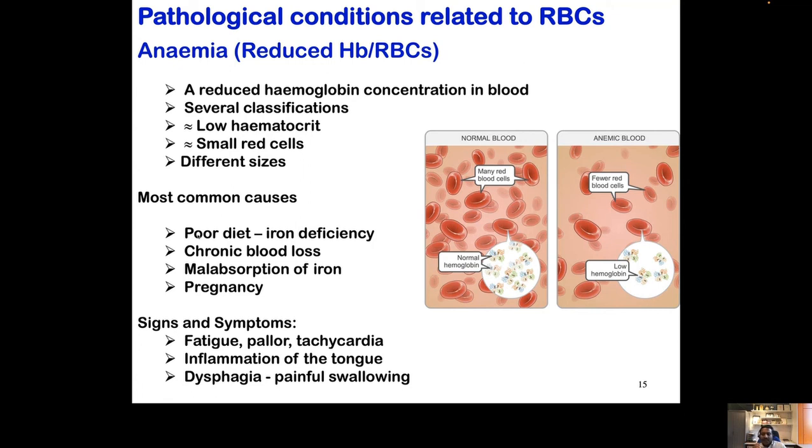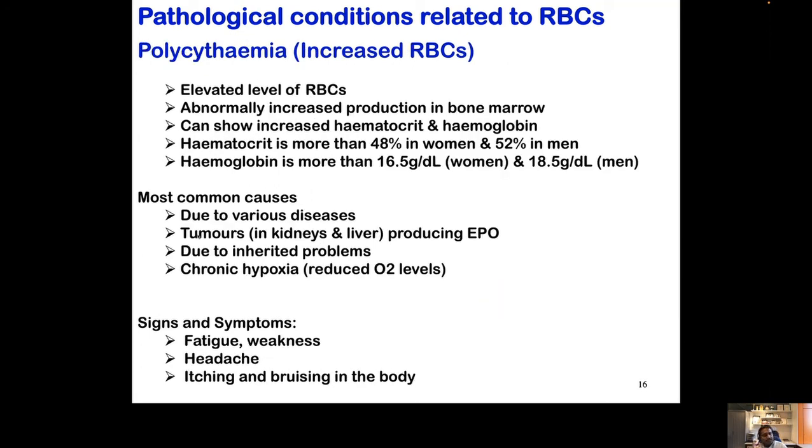Okay, what are the main signs and symptoms of anemia? So you will feel fatigue, paler, and it will lead to tachycardia. And inflammation on the tongue. The tongue will become a bluish color. The blood will become a bluish color, and therefore the skin will look pale because there's a lack of enough red cells or enough hemoglobin carrying oxygen. That's why we are losing that bright red color. And dysphagia, that's painful swallowing. We will get this problem as well. Okay, so that's reduced level of red blood cells or reduced level of hemoglobin.